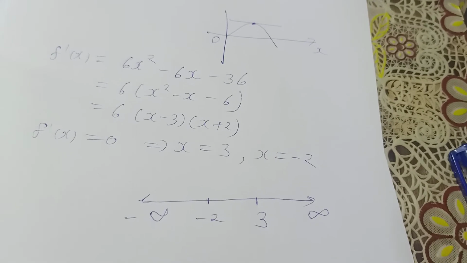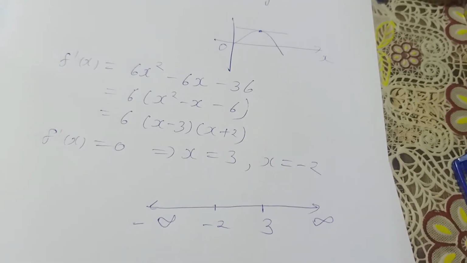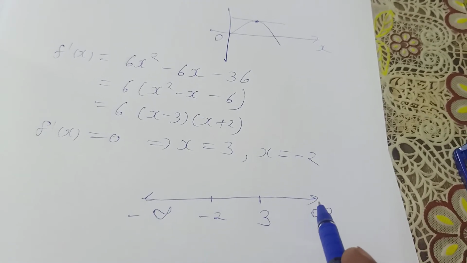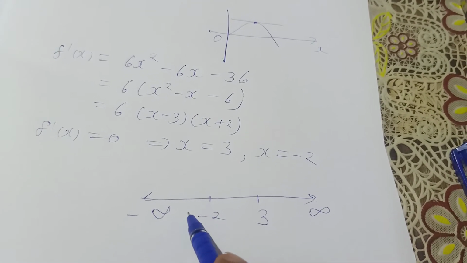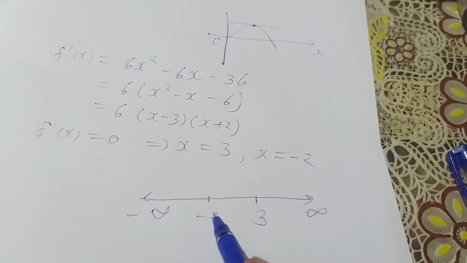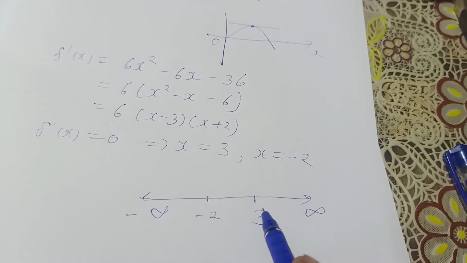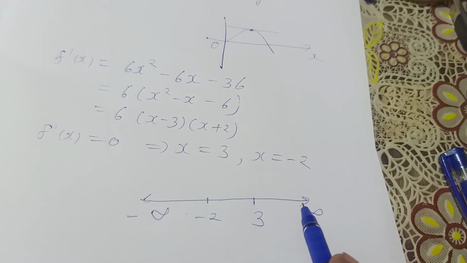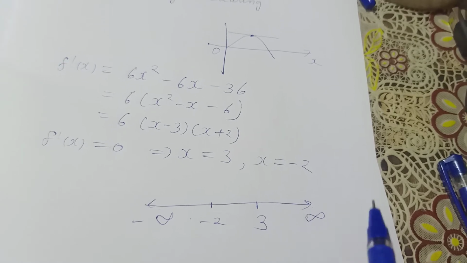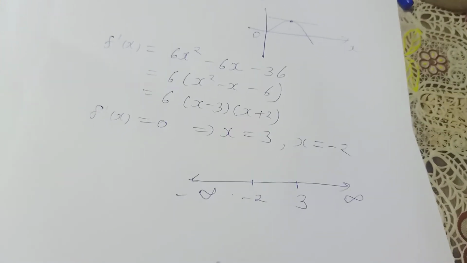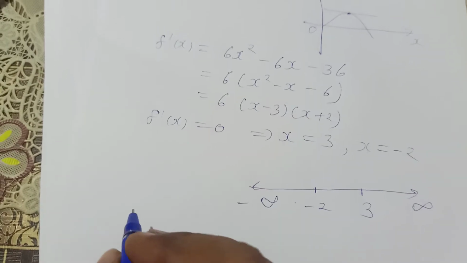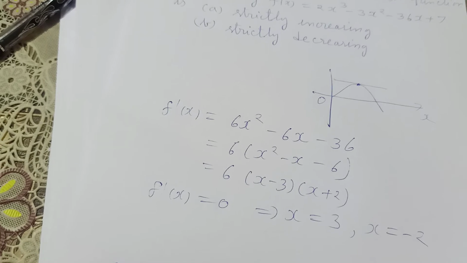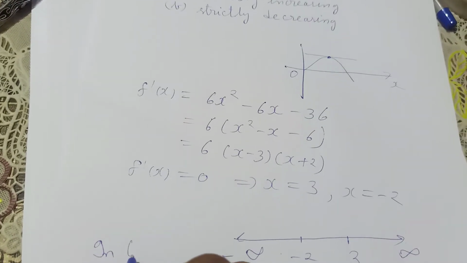Okay, so what we have seen is that these two numbers divide this real number line into 3 intervals. First interval from minus infinity to minus 2, second interval from minus 2 to 3, and third interval from 3 to infinity. So we have to check the nature of the function in these 3 intervals. So we take up the first interval, minus infinity to minus 2.